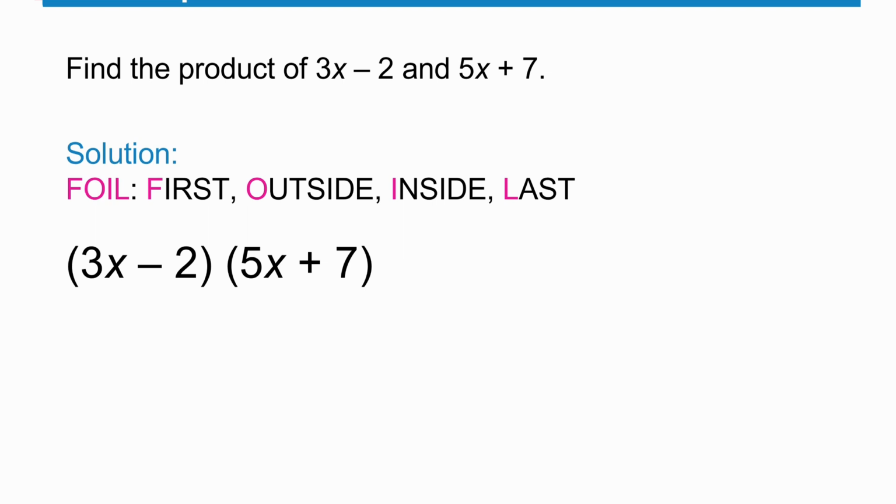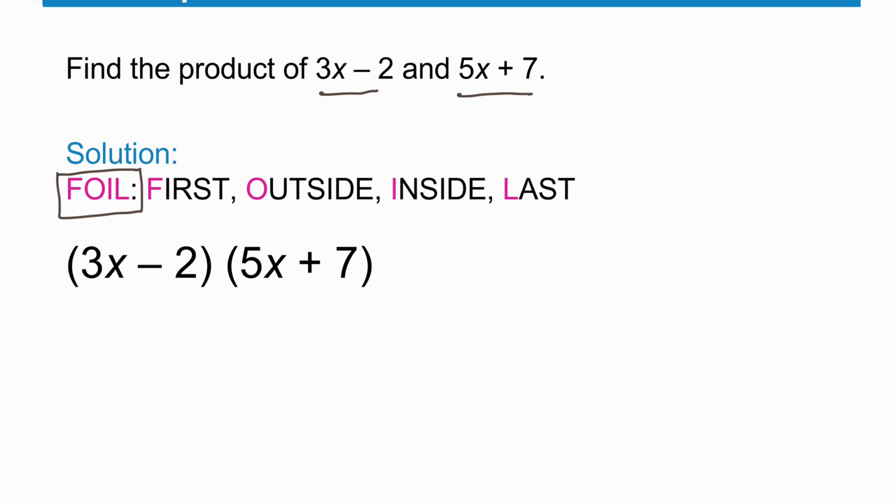We want to find the product of these two binomials, and whenever we find the product of two binomials, we almost always want to use FOIL. I believe we mentioned FOIL last time. What we want to do for FOIL is first, outside, inside, last. I usually do it in that order, but you don't have to. If you accidentally flip the inside and the outside, that's fine as long as you do all four.